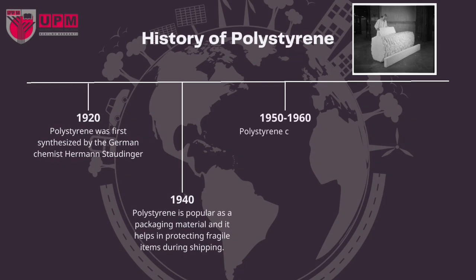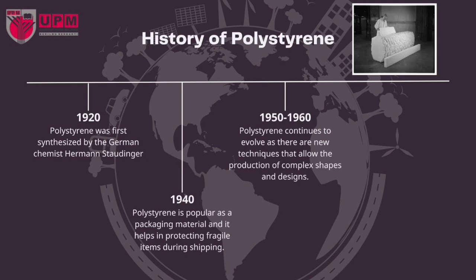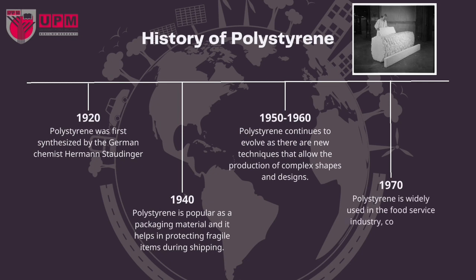From 1950 to 1960, polystyrene continued to evolve as there were new techniques that allowed the production of complex shapes and designs. In 1970, polystyrene was widely used in the food service industry, construction sector, electronics, and automotive applications.